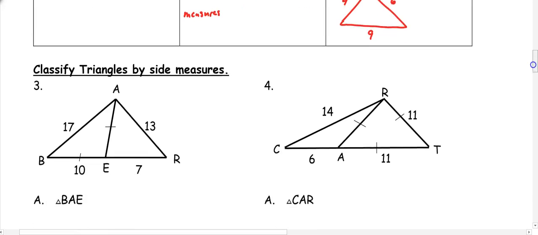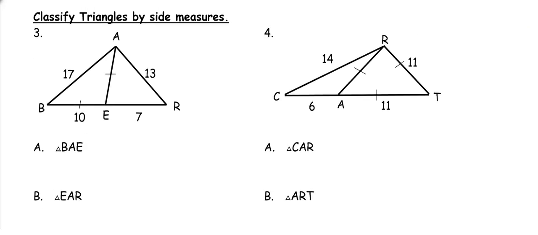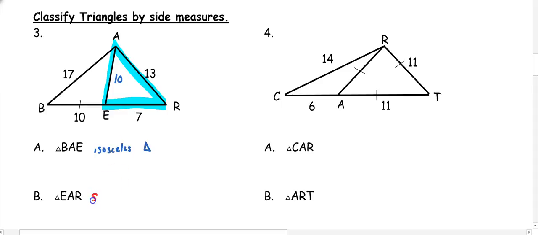So let's classify the triangles by side measure. The first triangle that we are looking at is BAE. In BAE, we have that tick mark, which means if this side is 10, this side is also 10 because they're congruent. So because we have two sides that are the same measure, this is an isosceles triangle. Our next triangle then is EAR, and in EAR, all of the sides are different measures. So this is a scalene triangle.